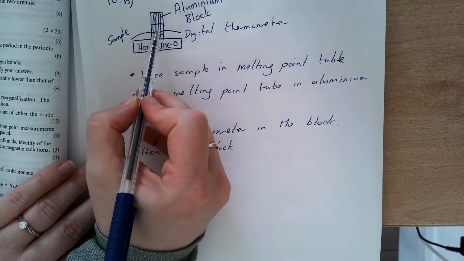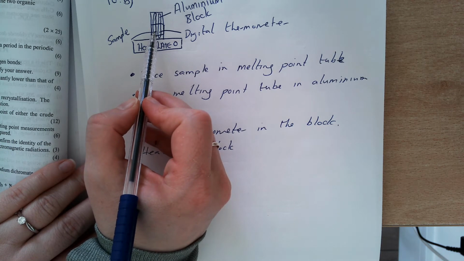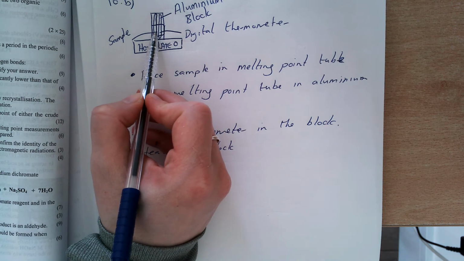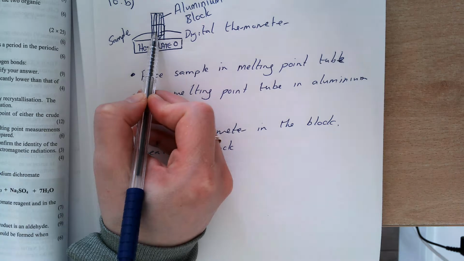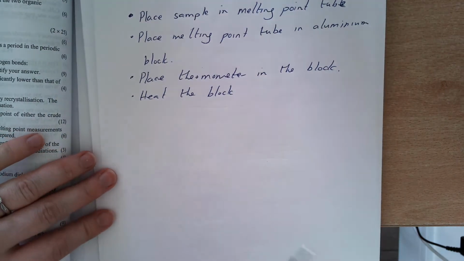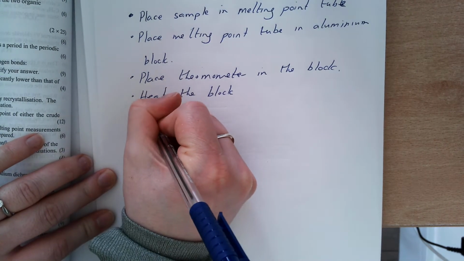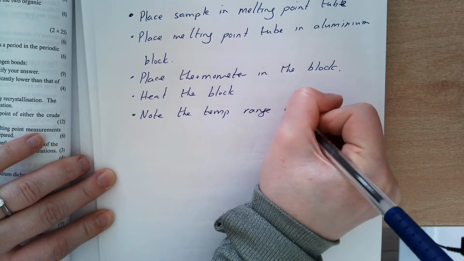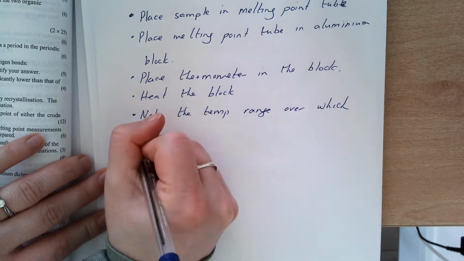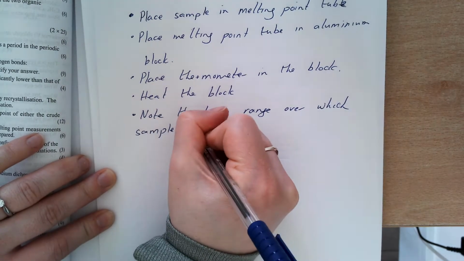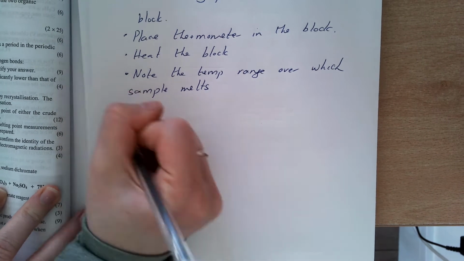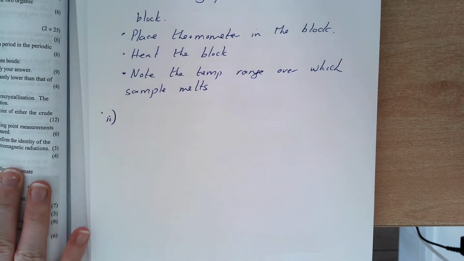and what will happen is that my benzoic acid is a white solid, okay? So when it is melted, it changes from a white solid into a colourless liquid. Remember, melting is the changing of a solid into a liquid. Okay, so what we're going to do is look at our thermometer and note the temperature range over which the sample melts.